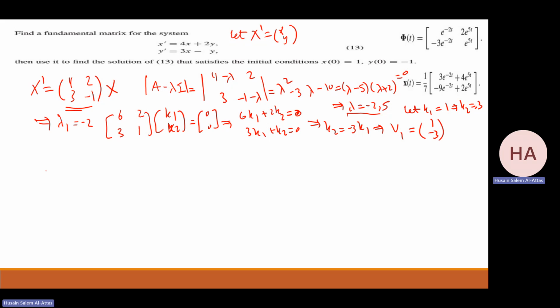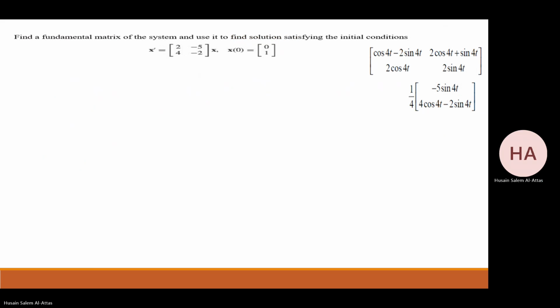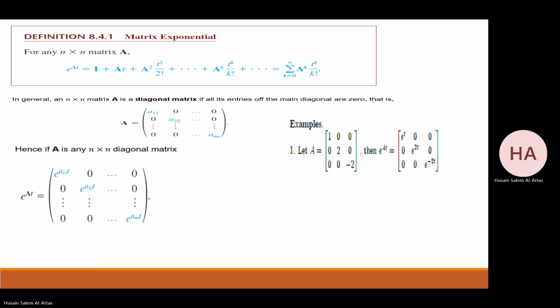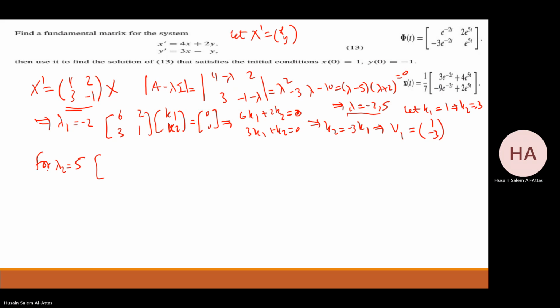Okay. Now for lambda 2 equals 5, what will I have? 4 minus 5, that is minus 1, 2, 3. Minus 1 minus 1, that is minus 6. Times k1, k2 equals 0, 0. We need to find eigenvectors.